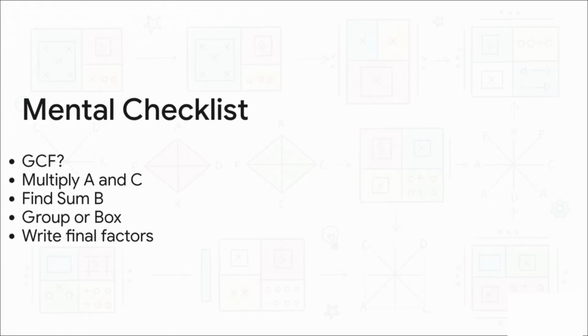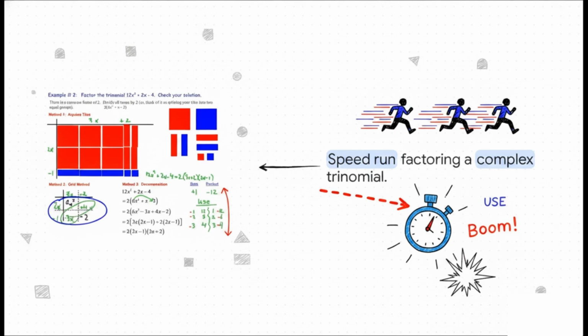Before the clock starts, here is your rapid mental checklist to lock in. 1. GCF, if it's there, pull it out. 2. Multiply A times C. 3. Find the two factors that multiply to that product and add up to your middle sum, B. 4. Execute your grouping or your box method. And 5. Write out your final factors. That's it. 5 simple steps, 0 guessing. Okay, let's run the play at full speed.